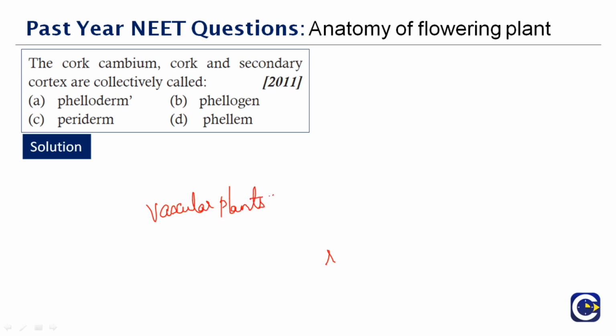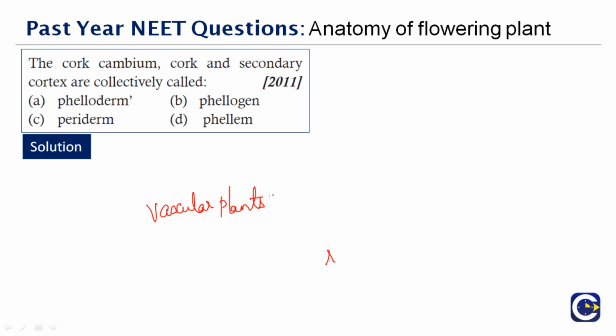Now the cork cambium, cork, and the secondary cortex are collectively called the periderm. What is it called? Periderm. Okay. Now if you have other terms, phellem, phellogen, phelloderm, these are actually collectively called the periderm. See, they have actually separated and given you the answer.